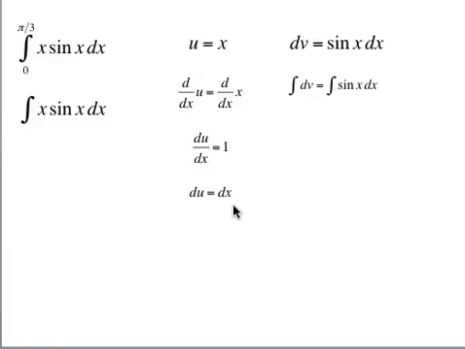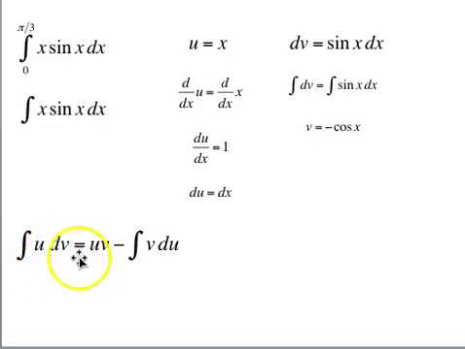Remember, derivative of sine is cos. Derivative of cos is minus sine. So the derivative of negative cos would be sine. Integral of sine is minus cos. So v is minus cos x. We have u, du, dv, and v. We have everything we need to do this integral using integration by parts. Our formula, integral of u dv, is uv minus the integral of v du. uv, x times negative cos x, minus the integral of v du, minus the integral of negative cos x dx.